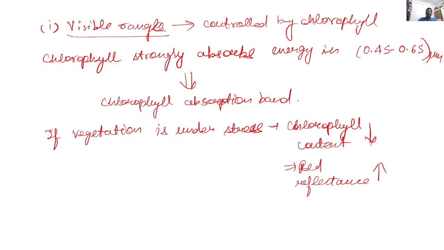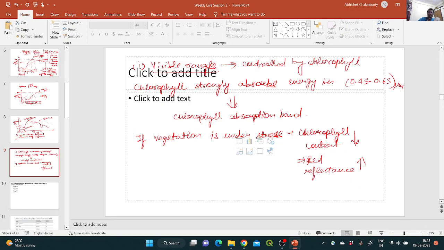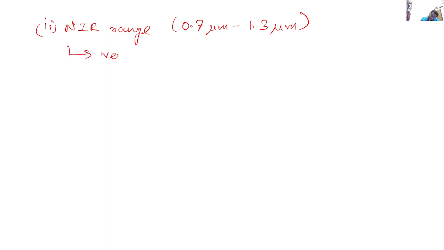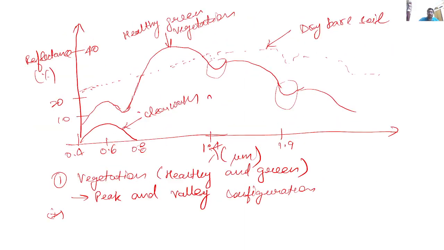So this was a storyline about the visible range. Let's see the storyline for the near infrared range. Near infrared range we call from 0.7 micron to 1.3 micron. In this range we observe that the vegetation shows very high reflectance, usually in excess of 50 percent. That's what we see here actually. The reflectances are massive in the near infrared zone.